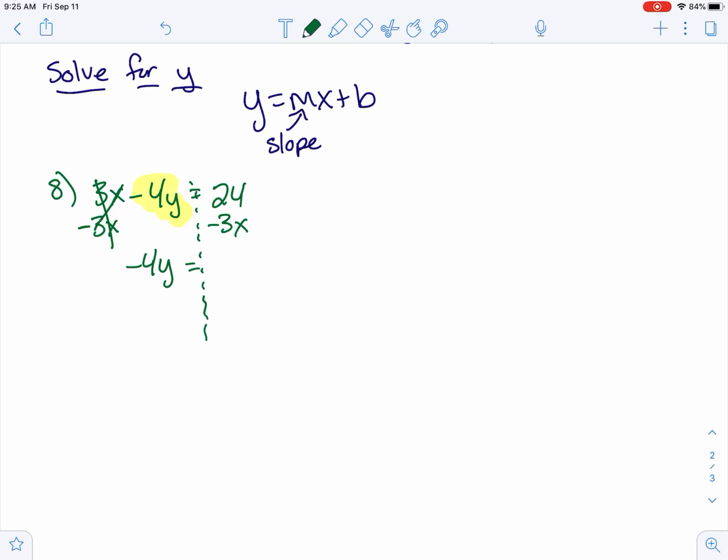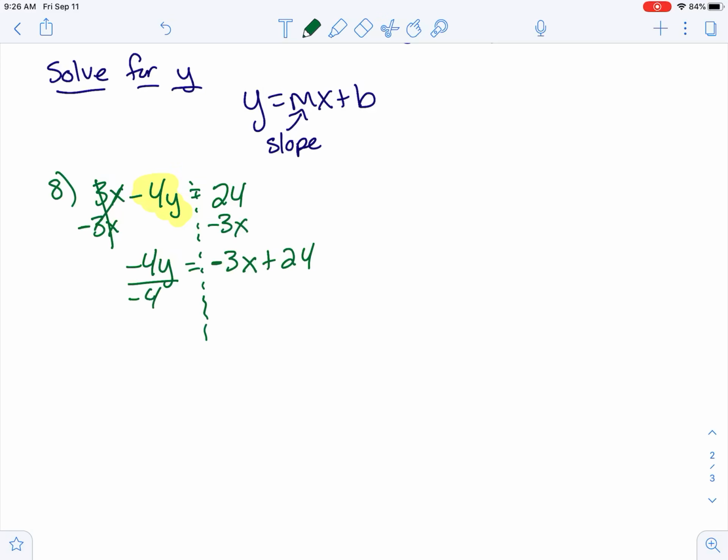So this is gone. I bring my negative 4y down. And I always put my x's first. Just make sure that that sign stays with the x. So we have negative 3x plus 24. Because I want it to look like y equals mx plus b. My x needs to be first. It doesn't have to be. Personal preference, okay?